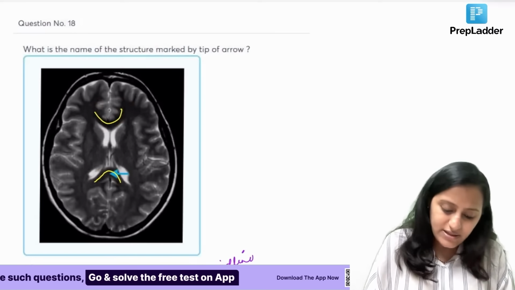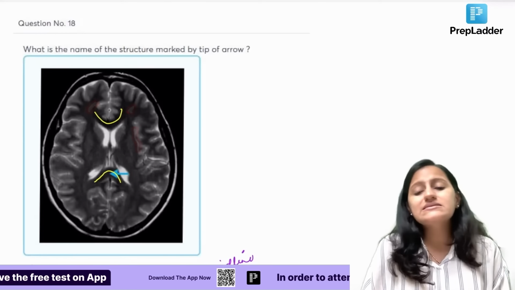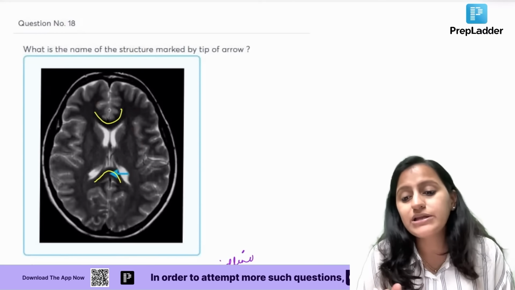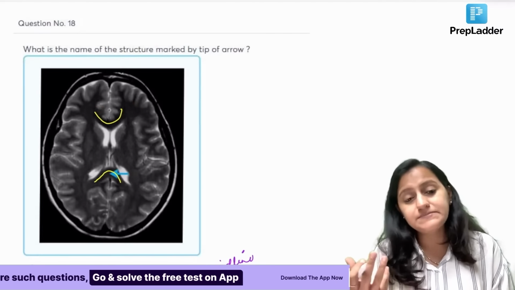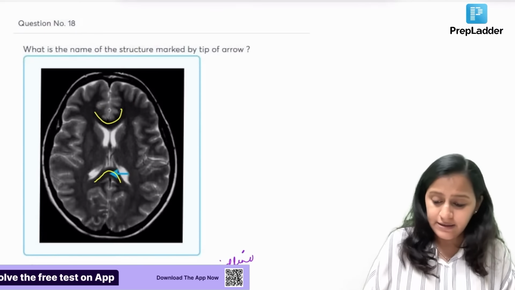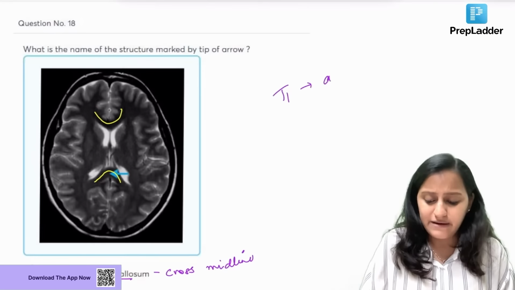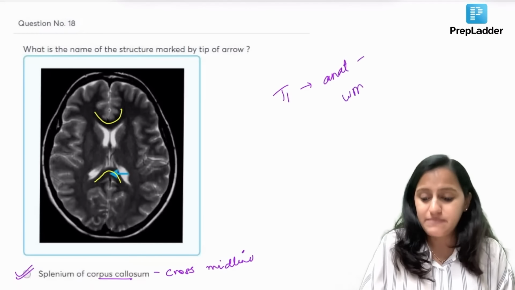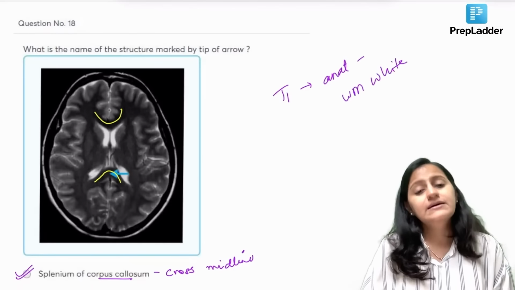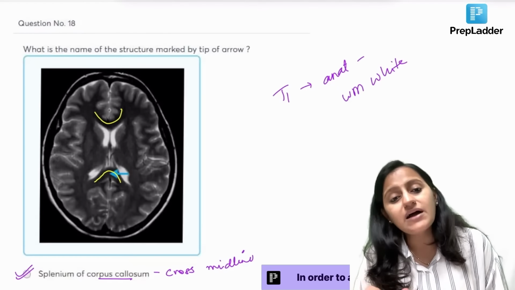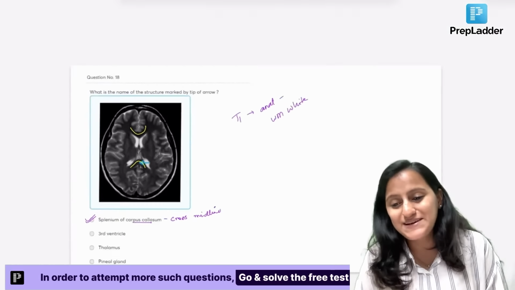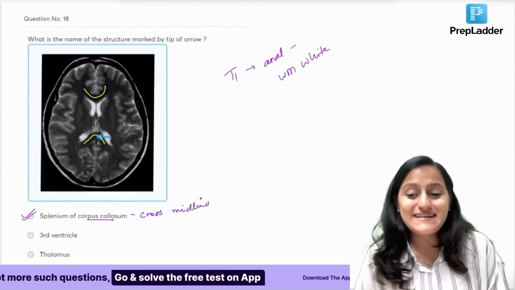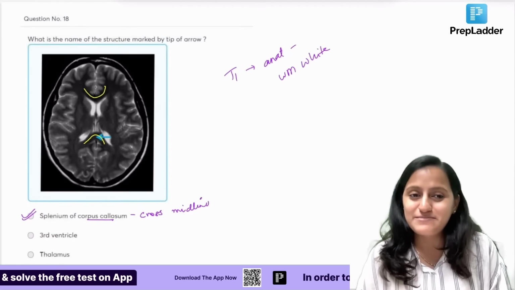Okay, so all this black that you are seeing is white matter. On T2 weighted MRI, the white matter appears dark. On T1 weighted MRI, remember, T1 is for anatomy, white matter appears white. In T2, the white matter appears dark. So this is the white matter, which is the splenium of the corpus callosum. Is this clear with everyone? Yes, it has commissural fibers, the connecting fibers.